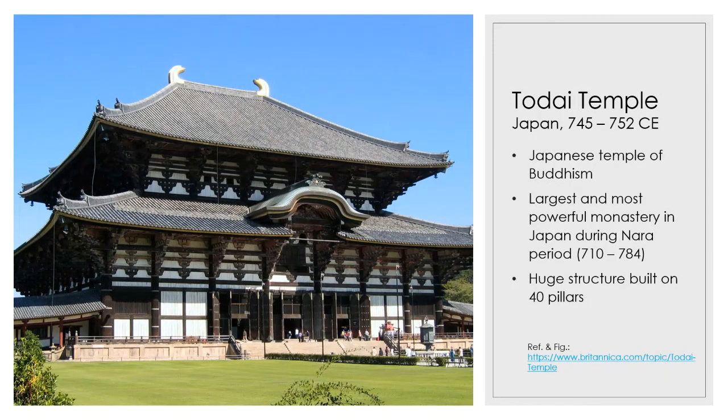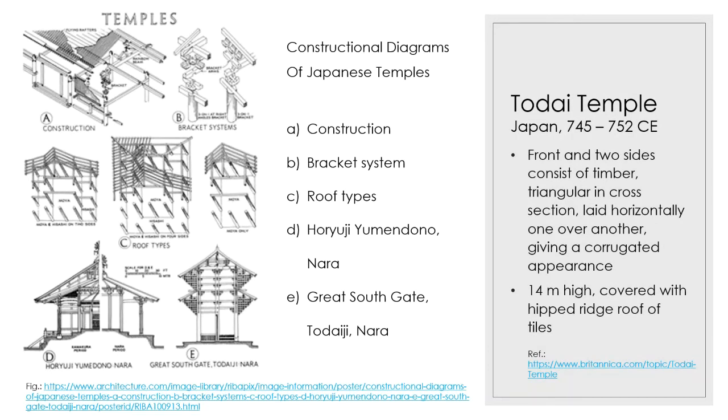Another example is the Todai-ji Temple in Japan, which was built very early, which is a Japanese temple of Buddhism. We have a huge structure built on 40 pillars. The front and two sides consist of timber, which are triangular in cross-section. They are laid horizontally one over another, giving a corrugated appearance. It is 40 meters high, covered with a hip-ridge roof of tiles.